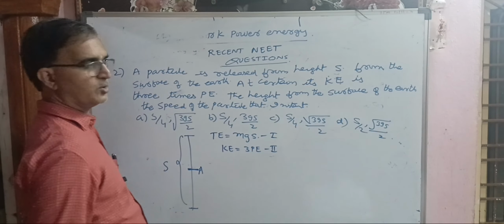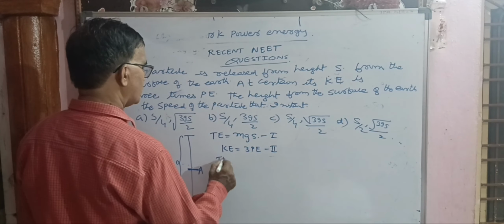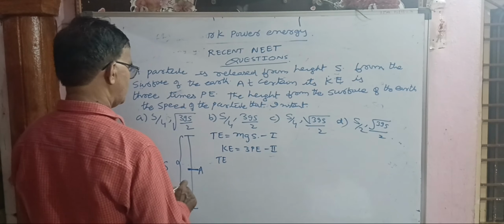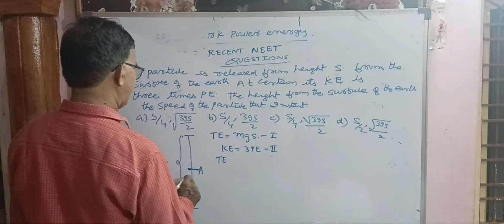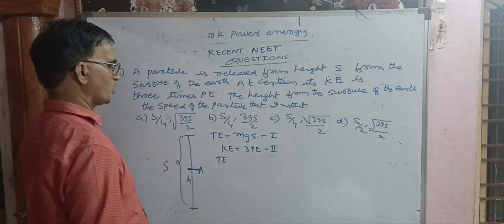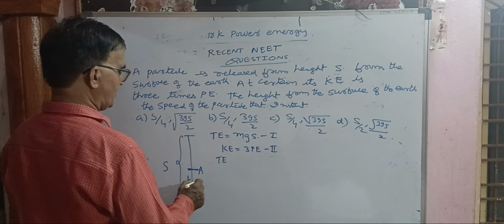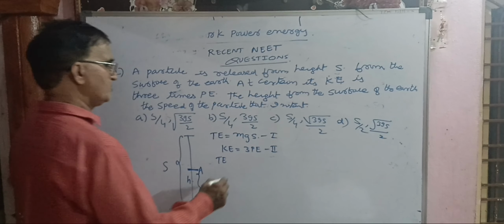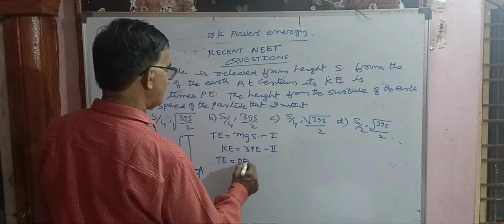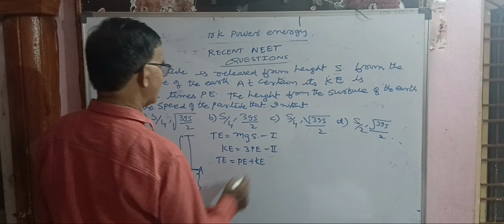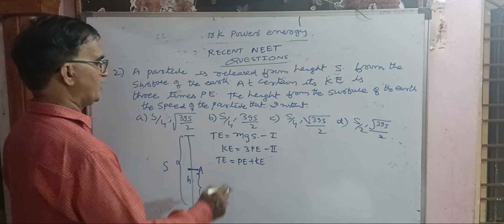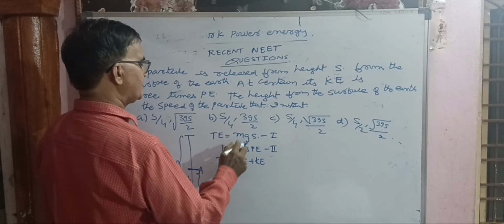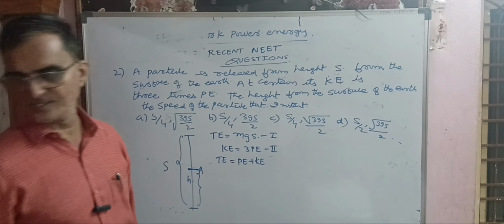Now you know what the total energy is. This is on the surface of the earth. He is asking for the height h from the surface of the earth. This you need to calculate, in terms of S. So total energy is equal to potential energy plus kinetic energy. At this point we have only potential energy, so total energy is mgs.